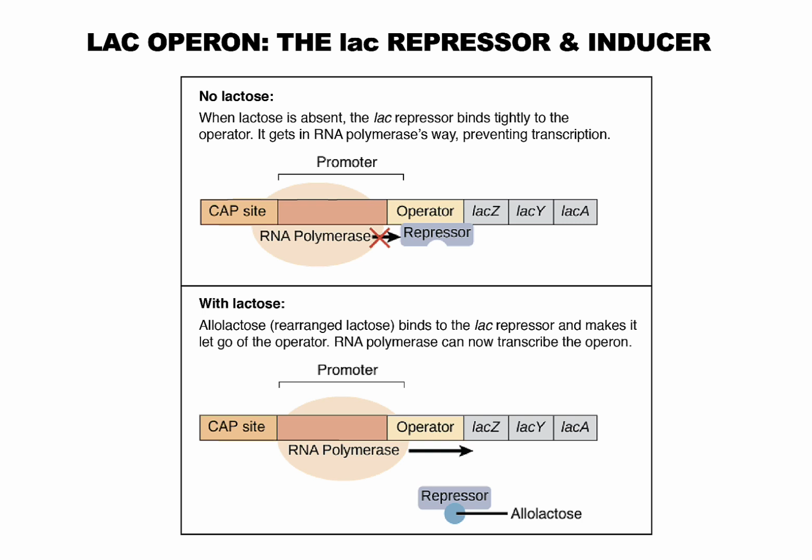Allolactose is an example of an inducer, a small molecule that triggers expression of a gene or operon. The lac operon is considered an inducible operon because it is usually turned off or repressed, but can be turned on in the presence of the inducer allolactose.